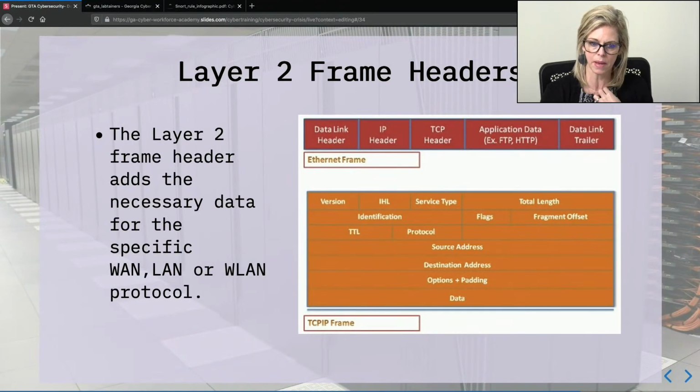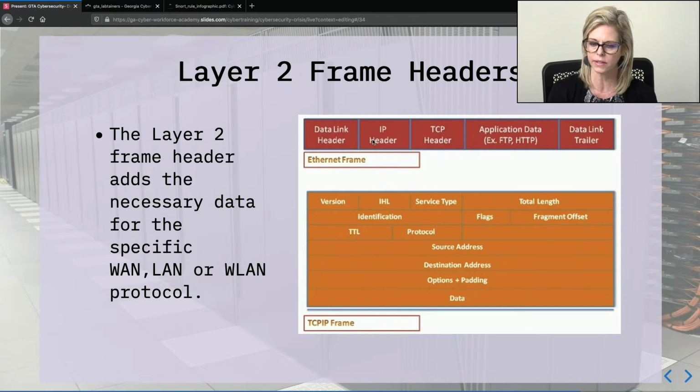So the layer 2 frame header is very specific. You see the Ethernet frame that is included as part of our IP header here. There's a lot of redundant information on this slide, but here we've shown that when we have our application data, whether this be an FTP session or an HTTP browsing session, it has added the TCP header, we've added the IP header, so we've encapsulated this data with this information and added the appropriate layer 2 frame information. In this case, the example is an Ethernet frame.